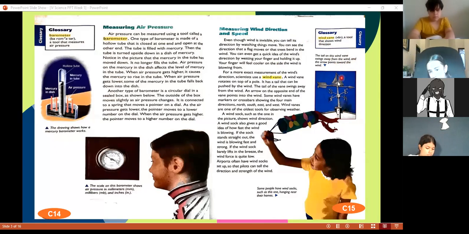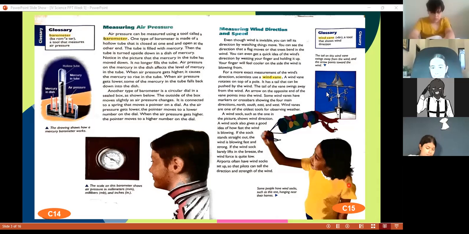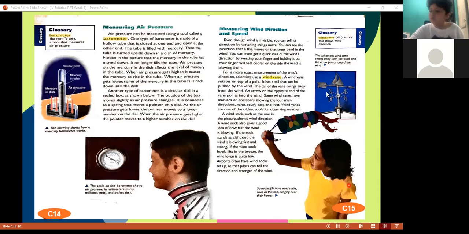So this is what we're going to create next science class with all the materials. Next science class, we're going to create a wind vane using the materials. Now, let's find out more information about the wind vane. So let's see, Isabella, help me read. Isabella, measuring the wind direction.